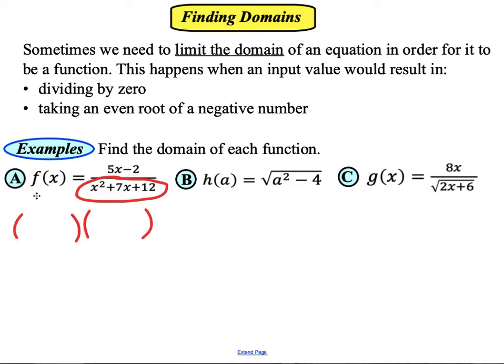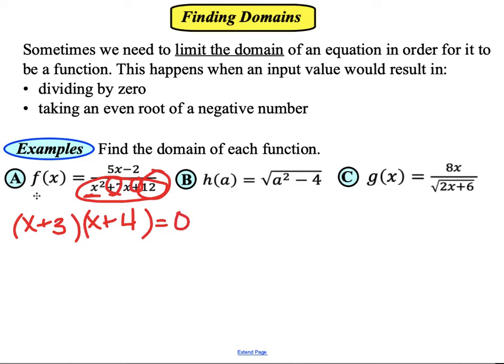Well, the easiest way to figure out what would make that 0 is to factor it. So our first terms are x and x, and then we want factors of 12 that add to 7. Well, factors of 12 that add to 7 are 3 and 4, and they're both plus.